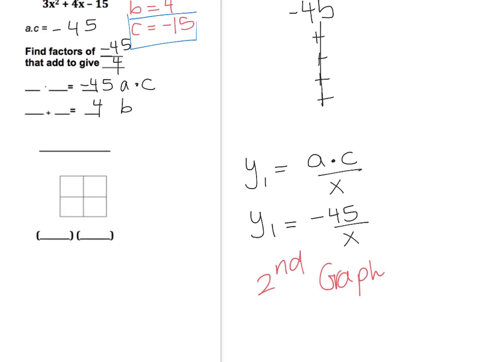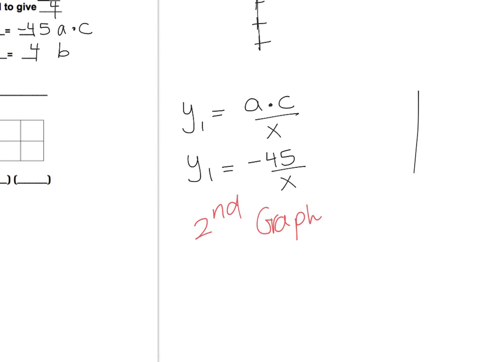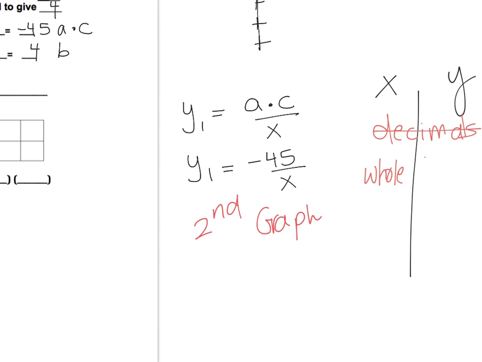Once you click on the table, it will give you all of the factors, all the x and the y that can multiply to give me a negative 45. Now some of them will be decimals, so if you have decimals, disregard those answers. Just look for the whole numbers on the x and on the y. Look for the whole numbers.